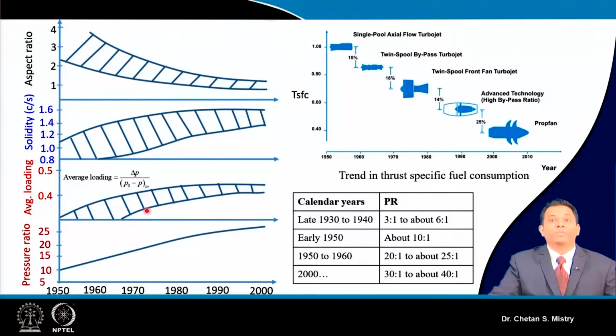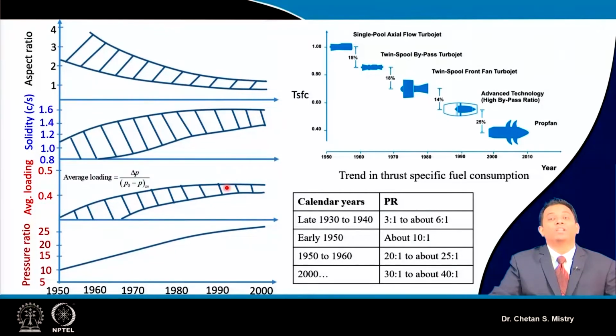Now, in order to meet the special requirements for the expected thrust specific fuel consumption, we are looking for a higher per stage pressure rise. If you look at this trend, it is moving towards higher numbers. What it means is that we are expecting a very high per stage pressure rise, and that will lead to a reduced number of stages.